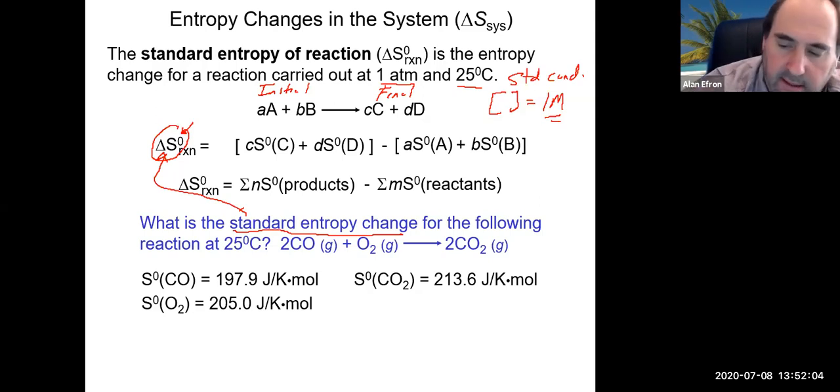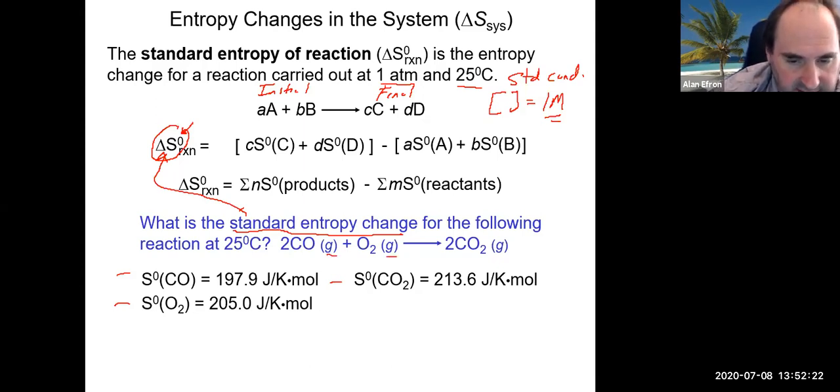Okay, so let's take a look at it here. Again, these values, if they're not supplied to you, which they may not be, would be in a table. You would look up these values, and you would want to make sure when you look them up, you hit all the correct states. Again, we want to calculate our delta S naught for our reaction, which is equal to our products. On our product side, we have CO2, and the coefficient there is 2. So we need to take 2 times the value that we find in that table.